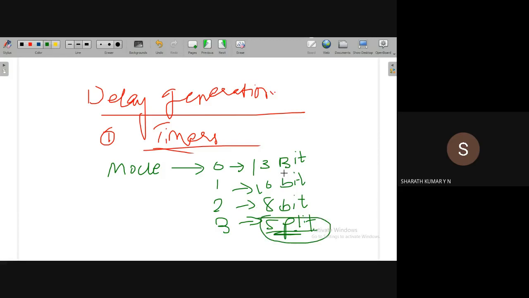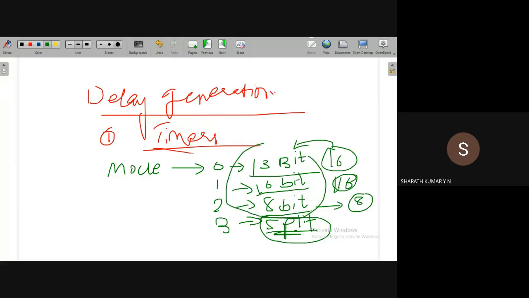What is a 13-bit timer? That means out of 16 bits, only 13 bits are used to generate the delay. In mode 1 operation, all 16 bits are used to generate the delay. In 8-bit mode, only 8 bits of the timer are used. Out of these modes, the maximum delay is generated using mode 1, because other modes count a lesser number of clock pulses. The fewer the clock pulses counted, the smaller the delay. That we have understood.